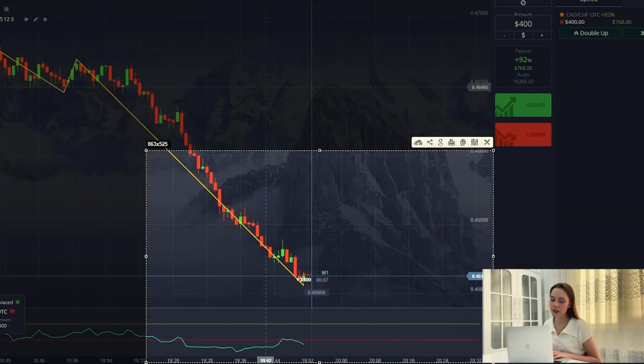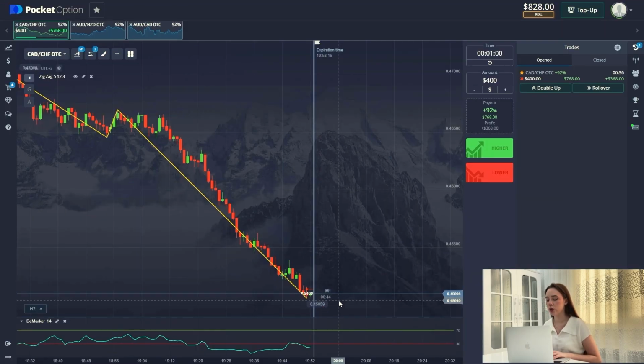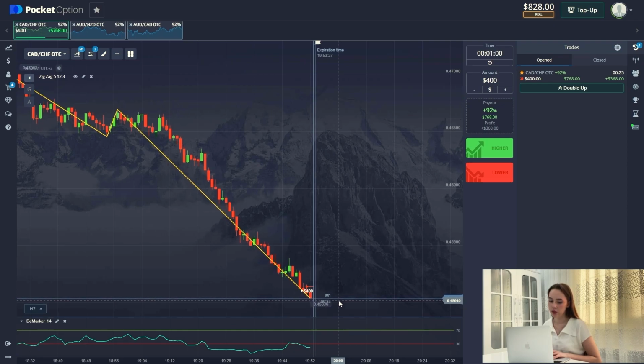The zigzag indicator now shows the local maximum is finally formed, so the chart will continue to move downwards. Also, the RSI indicator is pointing upwards, which also tells us that the price will move downwards. And let's watch the progress until the end, as there is only a little time left.